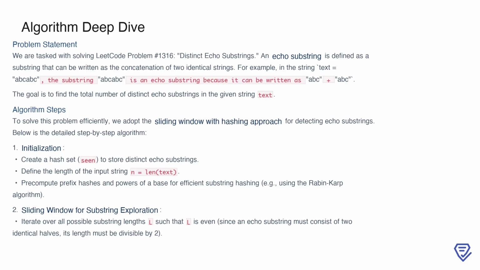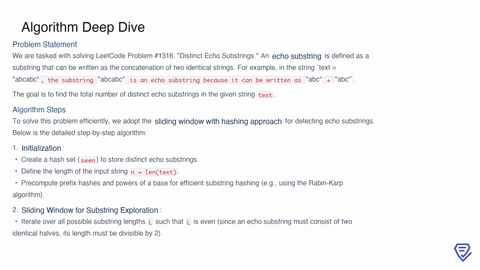To achieve this, we use a sliding window approach combined with hashing. The algorithm begins with initialization. First, we create a hash set to store unique echo substrings. We also calculate the length of the string and precompute prefix hashes and modular powers. These allow us to calculate substring hashes efficiently later.